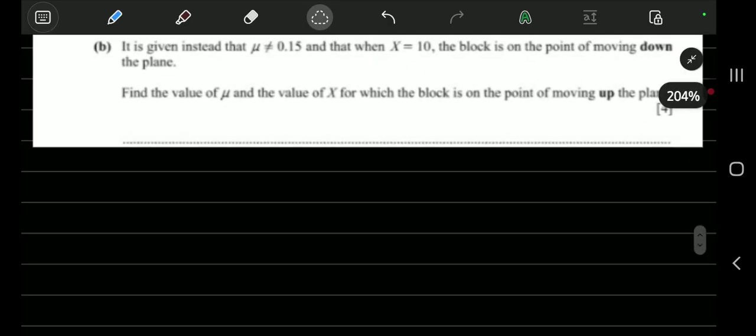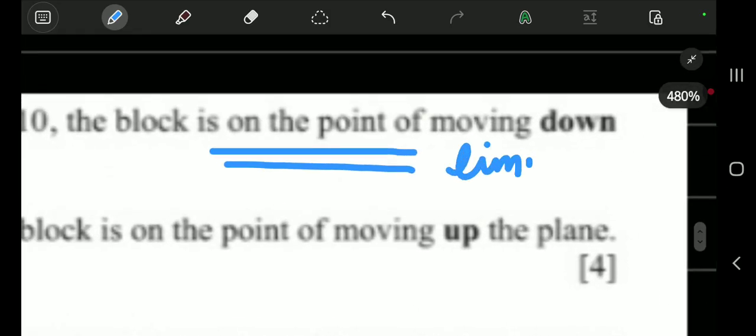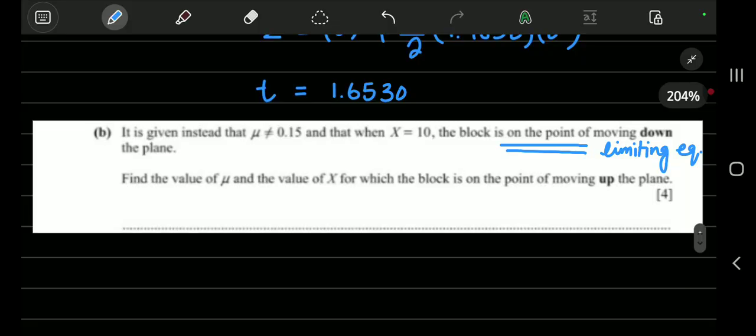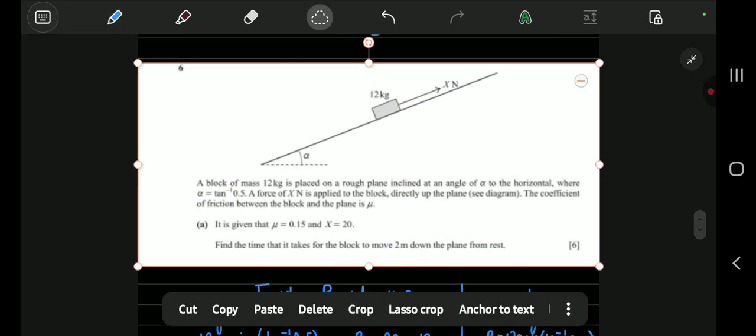Part B says that it is given that mu is not equal to 0.15, and that when x equals 10, the block is on the point of moving down the plane. On the point of moving down the plane means it is limiting equilibrium, about to move, not moving, not equilibrium. Find the value of mu and the value of x for which the block is on the point of moving up the plane. So for this reason, let's take this diagram.